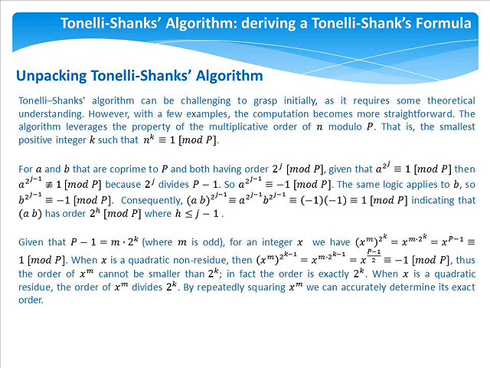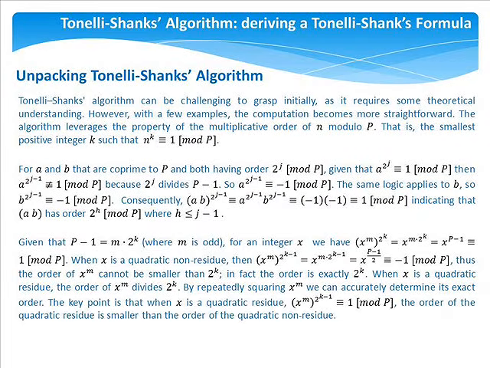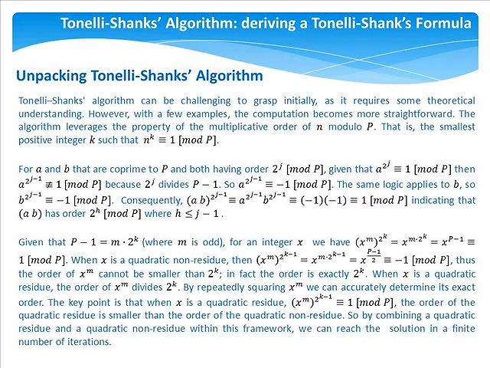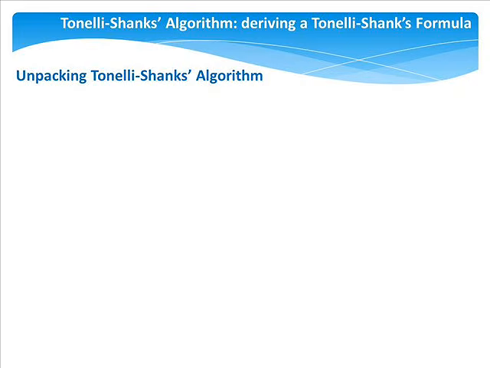When x is a quadratic residue, the order of x^m divides 2^k. By repeatedly squaring x^m, we can accurately determine its exact order. The key point is that when x is a quadratic residue, (x^m)^(2^(k-1)) is congruent to 1 modulo p, indicating that the order of the quadratic residue is smaller than the order of the quadratic non-residue. So by combining a quadratic residue and a quadratic non-residue within this framework, we can reach the solution in a finite number of iterations. Let's now unpack the Tonelli-Shanks algorithm.